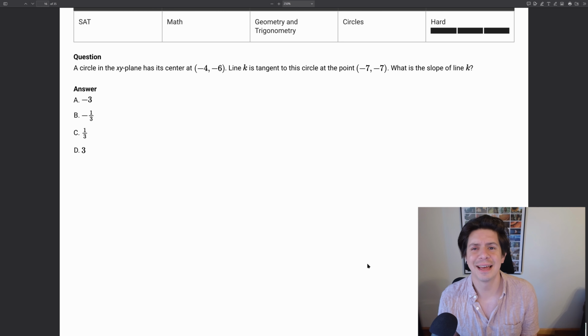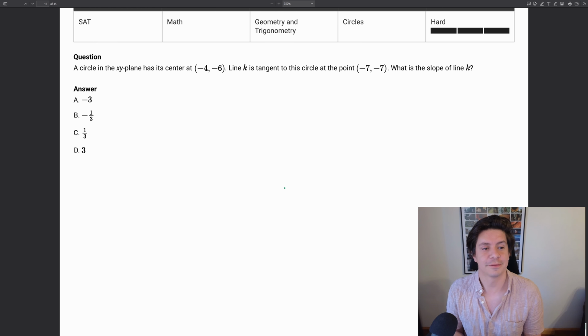All right, I have 10 more hard circle questions for you all from the question bank. Let's see if you know all the tricks for them. A circle in the xy plane has a center at (-4, -6). Line K is tangent to the circle at (-7, -7). What is the slope of line K?